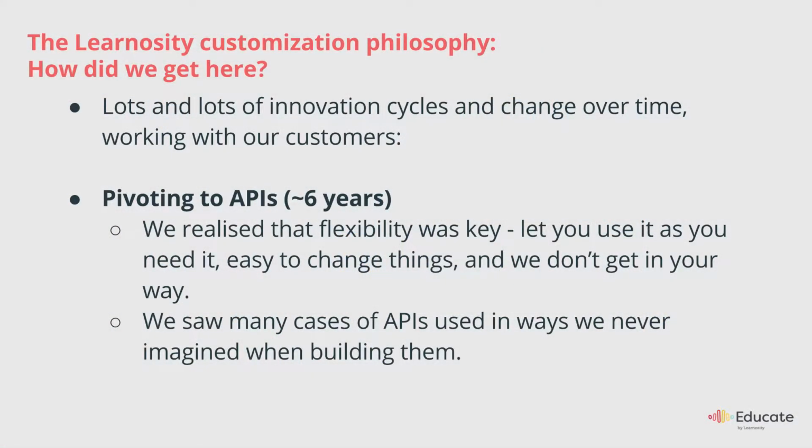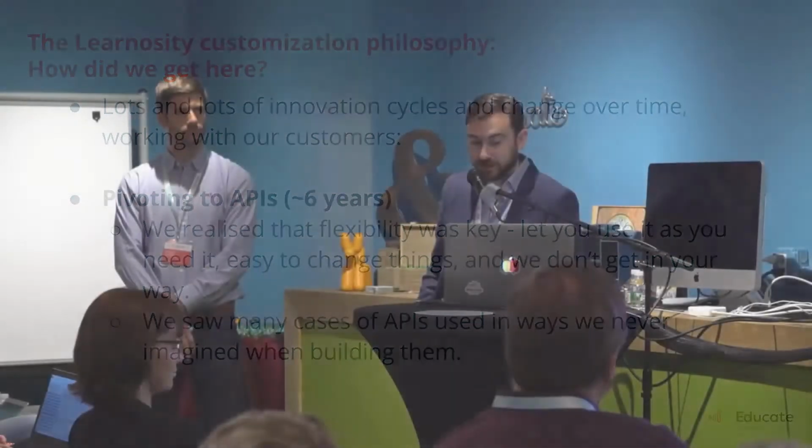So as we switched to an API model, roughly 6 years ago, we realized that flexibility was key, and that was one of the main things we wanted to focus on: to do all the powerful things we possibly could, but let you use it in ways you need it, ways we couldn't even think of in the first case, and make it easy to change things and not get in your way.